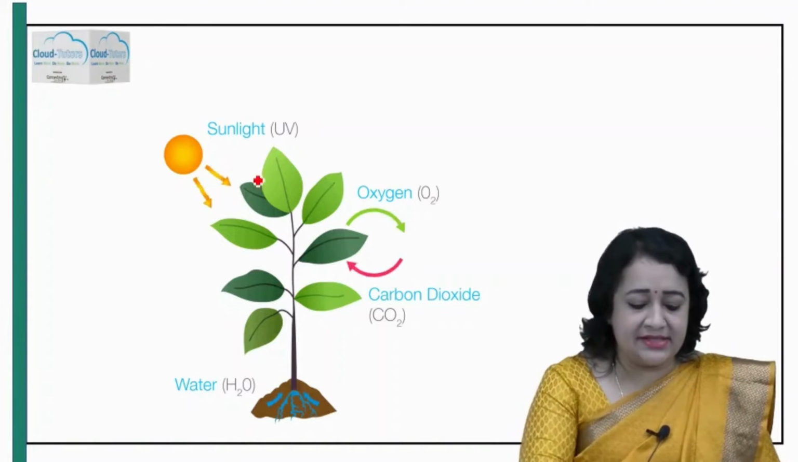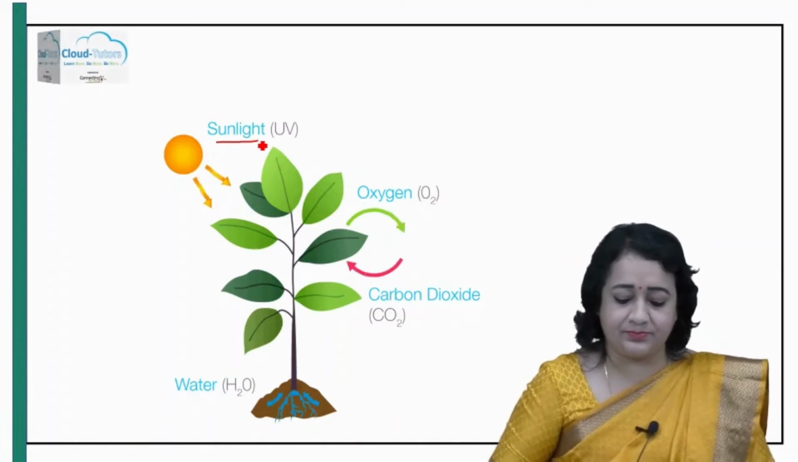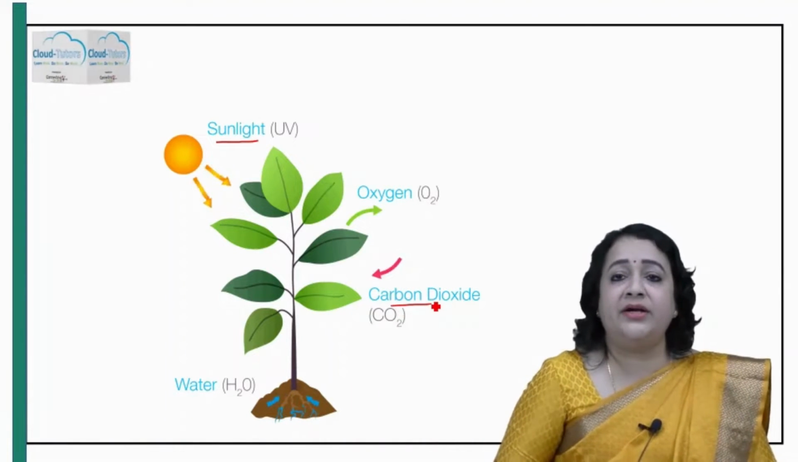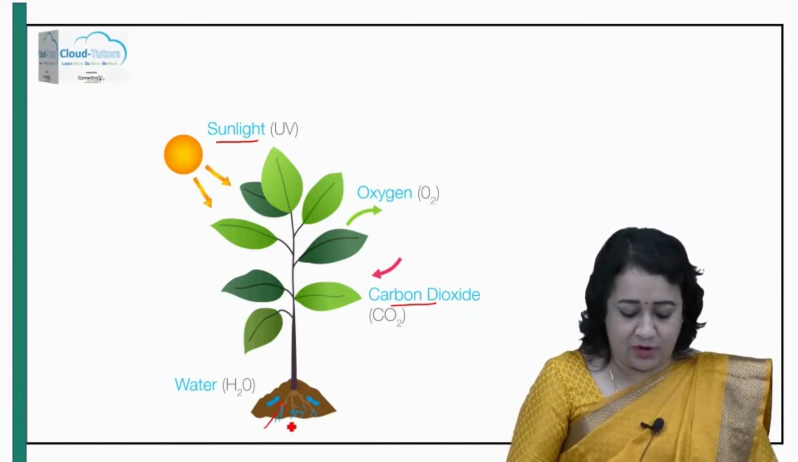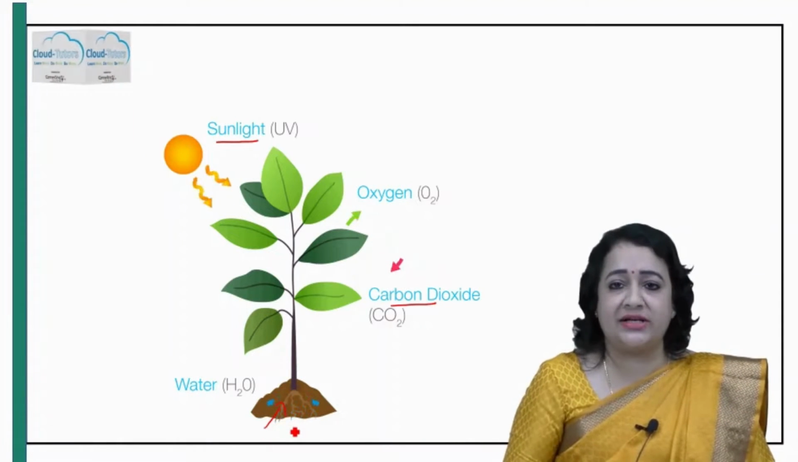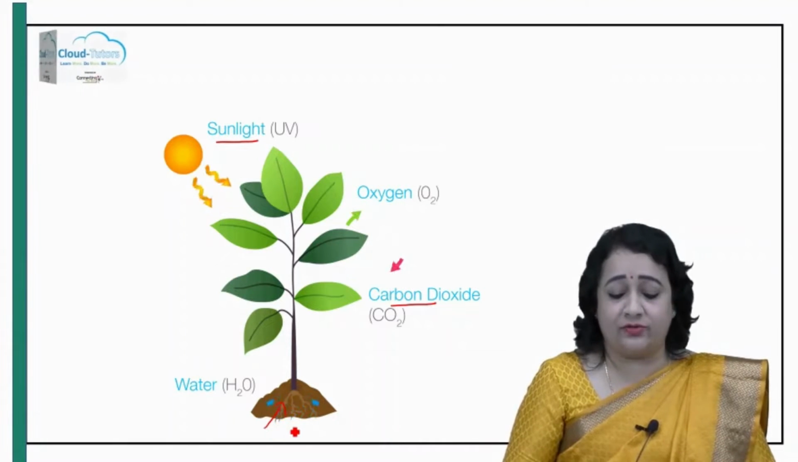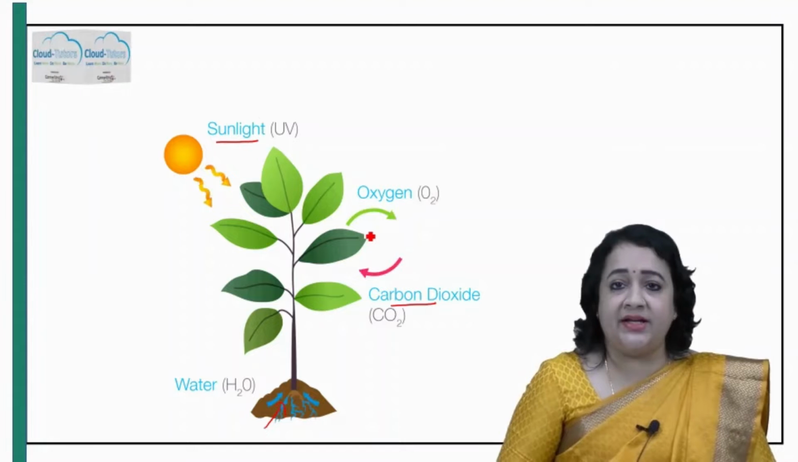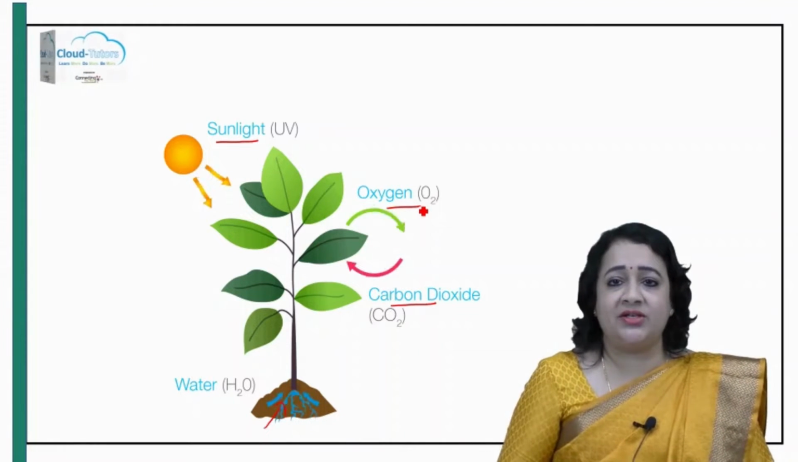So here, the sun's energy is absorbed by the plant. Carbon dioxide from the atmosphere will be used. Water is absorbed by the roots. So using carbon dioxide and water in the presence of sunlight and chlorophyll, food is prepared, that is glucose, as well as oxygen, which will be liberated to the atmosphere.